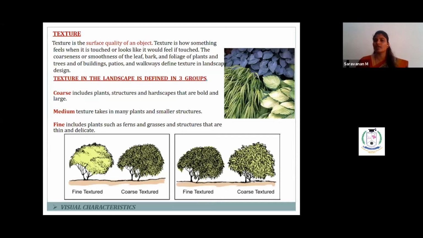In texture, you have three groups: coarse, medium, and fine. Your coarse includes plants, structures, and hardscape that are bold and large, which are huge. The medium texture takes the plants with smaller structures. The fine are the ones which are very thin and delicate. So these are the three types you have in your texture.